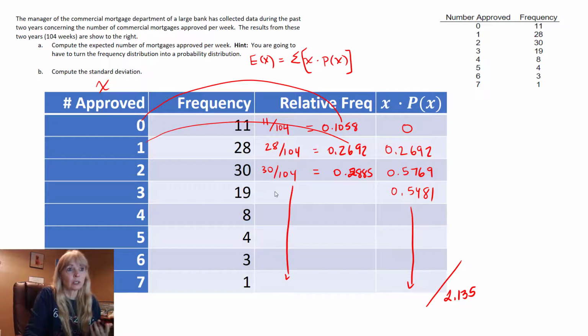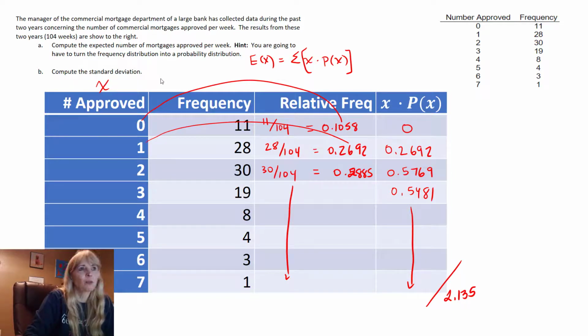I leave it to you to fill out the rest of the table, but I'm doing the same thing. So this one is going to be 19 divided by 104, 8 divided by 104, 4 divided by 104, 3 divided by 104, 1 divided by 104. What you get is p of x. Then you multiply this column times your probability, 1 times its probability, and so on. Add those up, that's your expected value. So the 2.135 means you would expect about 2 commercial mortgages per week.